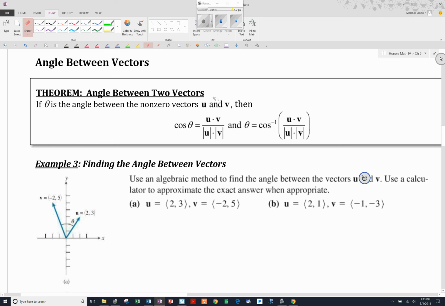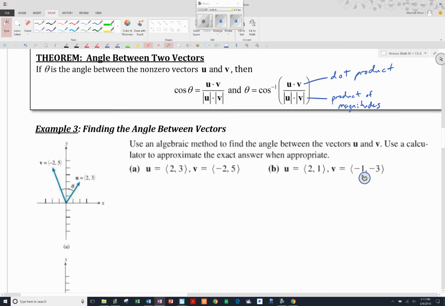So since that's what the cosine equals, then theta would equal the inverse cosine. I think it is important that we just note what these two things represent. So that's the dot product, and the denominator is the product of magnitudes, just to break down what this ratio actually is.